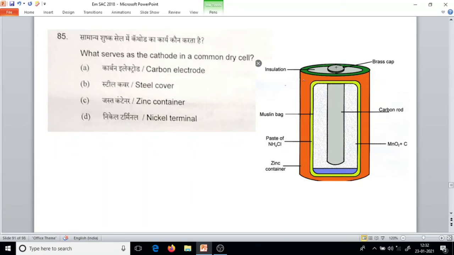The cathode is this outer container. This outer container is made up of zinc. The zinc container is the cathode, and this carbon is the anode. And there is one electrolyte, a paste that is used, that is ammonium chloride. Okay, we'll go to the next question.